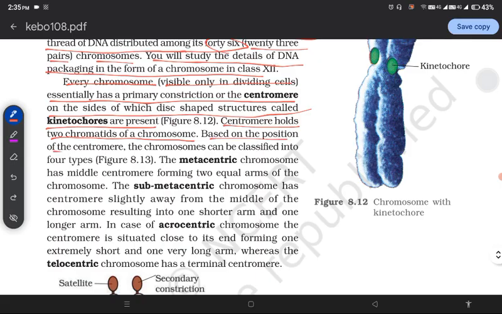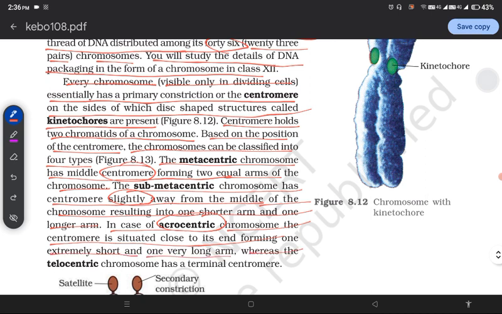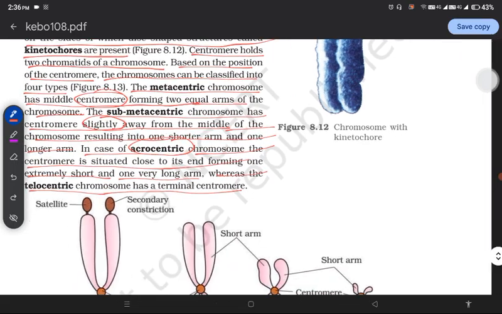Based on the position of the centromere, chromosomes can be classified into four types: the metacentric chromosome, with the centromere in the middle forming two equal arms; the submetacentric chromosome, with the centromere slightly away from the middle, resulting in one shorter and one longer arm; the acrocentric chromosome, where the centromere is situated close to the end, forming an extremely short and a very long arm; and the telocentric chromosome, which has a terminal centromere.